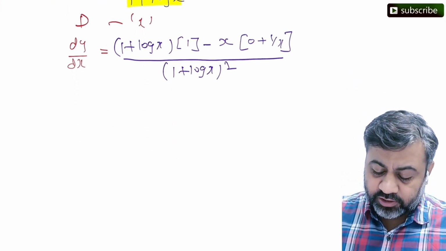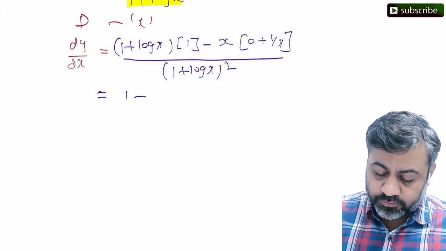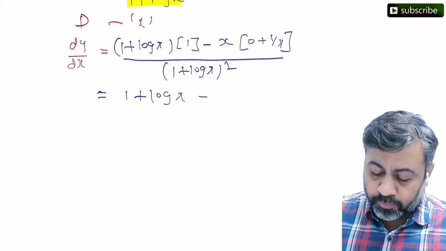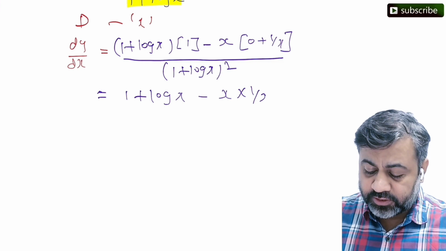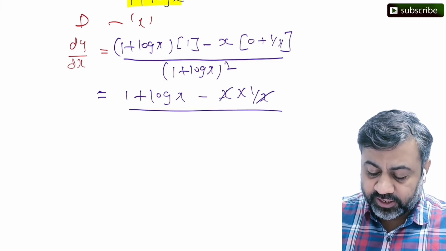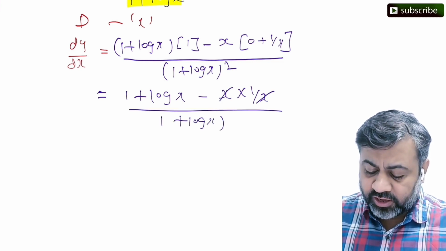Just simplify it. So what I get here is 1 plus log x, if I open this bracket, minus x into 1 by x, x is getting cancelled. So we get the answer, right?